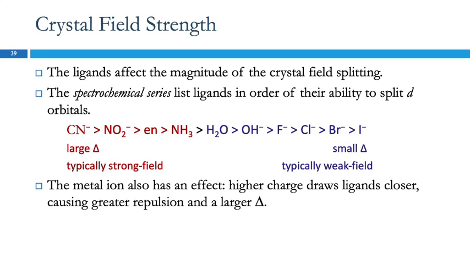So we said that the type of ligand affects the magnitude of the crystal field splitting. This is called the spectrochemical series, and it lists ligands in order of their ability to split d orbitals. These are the strong field ligands, and these are the weak field ligands. So small energy splitting, large energy splitting.